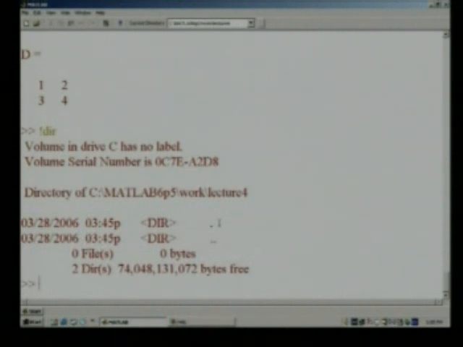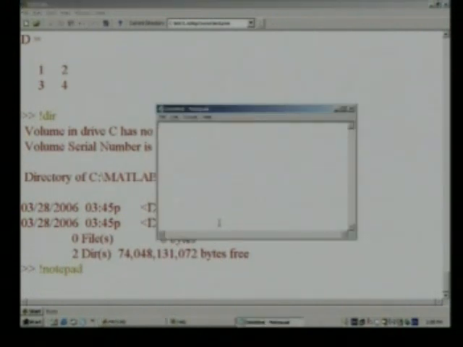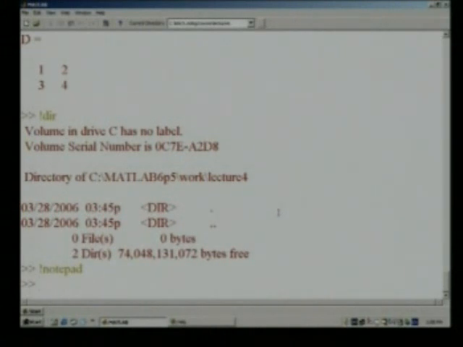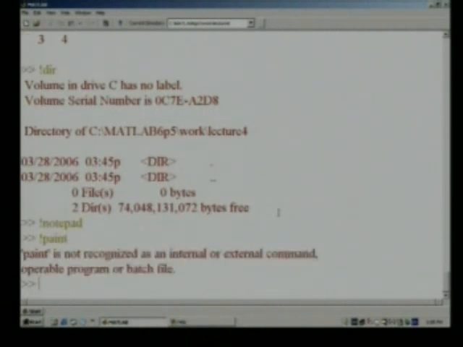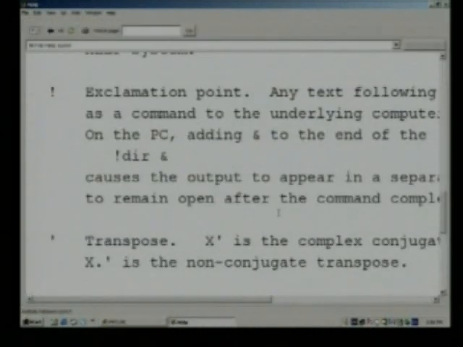Right? Similarly, I can write exclamation notepad. You will find the operating system directly opens the notepad for you. Suppose I write exclamation paint. Let us see what is happening. Paint is not there, so whatever is under the operating system, that will come out. Okay, so this is what exclamation is, that means shell escape, but that is not a very important punctuation.